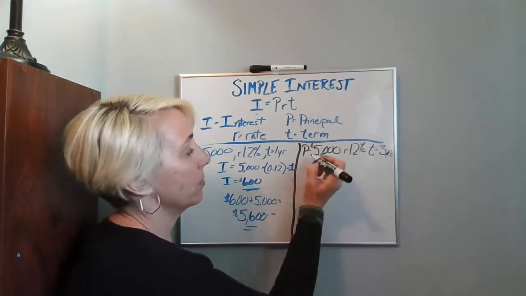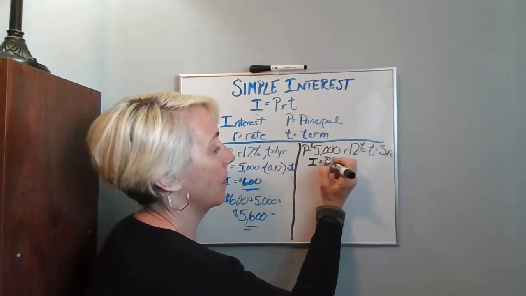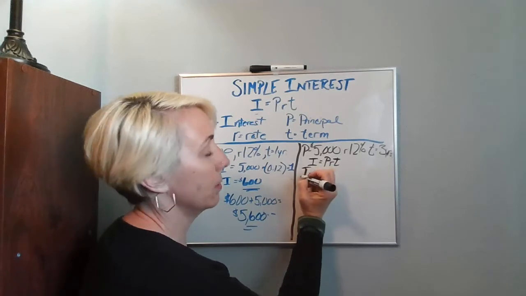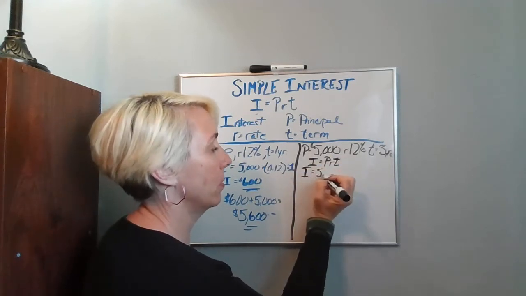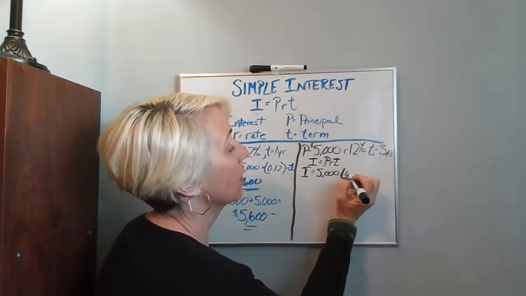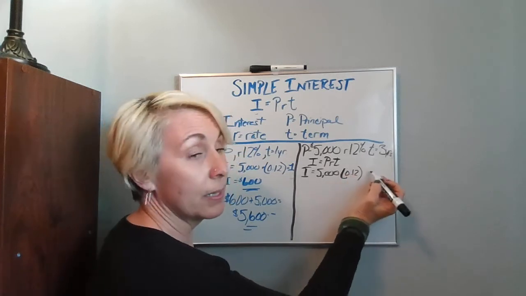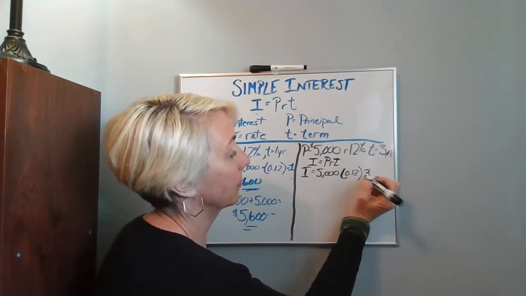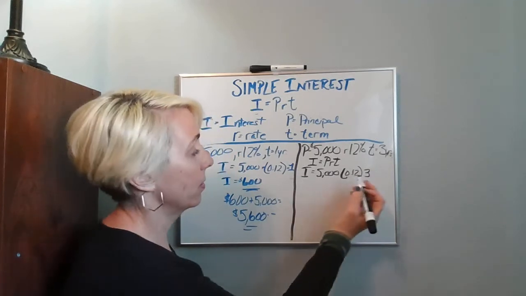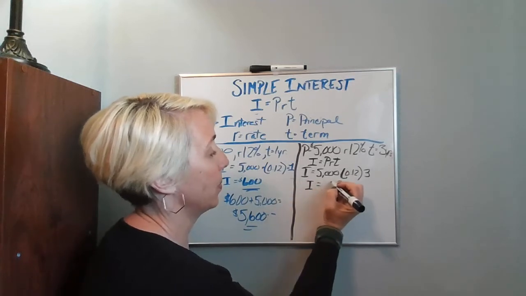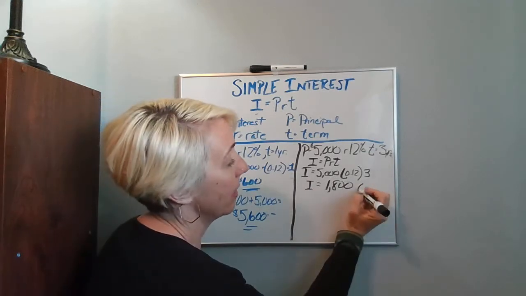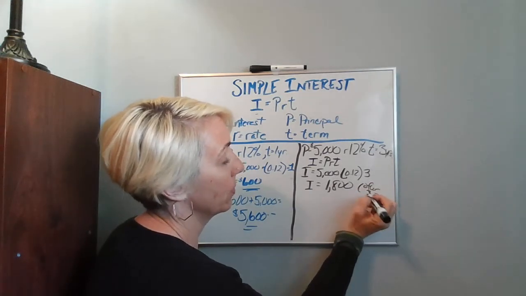So what we start with here is our formula. I equals P times R times T. And so our P is our 5,000 times our rate. Again, we put it in a decimal form for our calculations, times 3 here. And this will be our 3 years. So if you go ahead and multiply that straight across, your interest now has become $1,800. And that is, again, after 3 years.